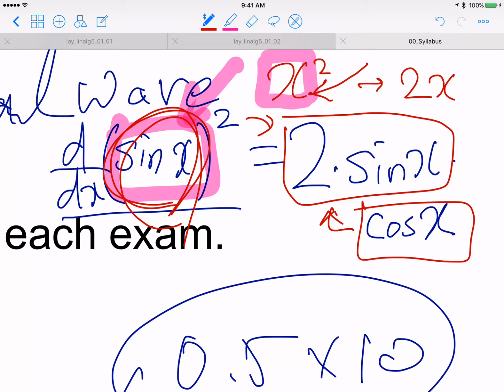그다음에 이거 뭐라고 하죠? 한국말로 chain rule. 연쇄 법칙. 연쇄 살인마는 영어로 뭐라고 그러죠?